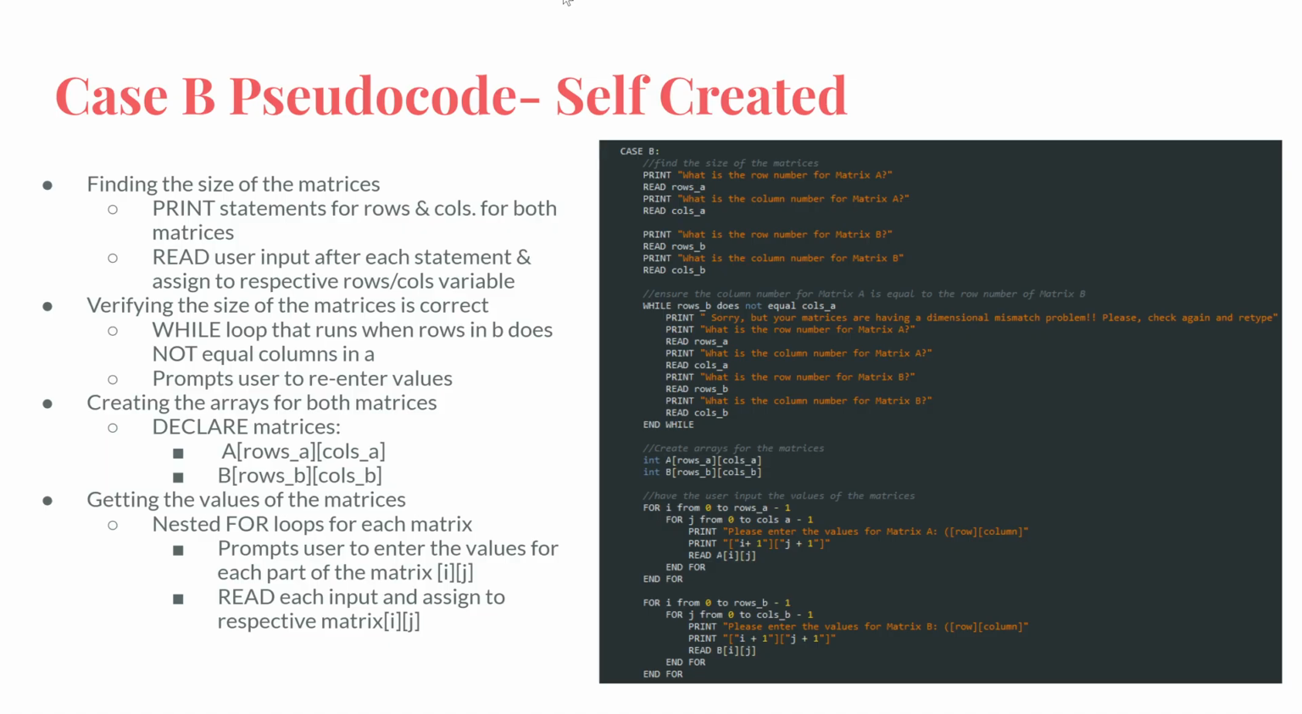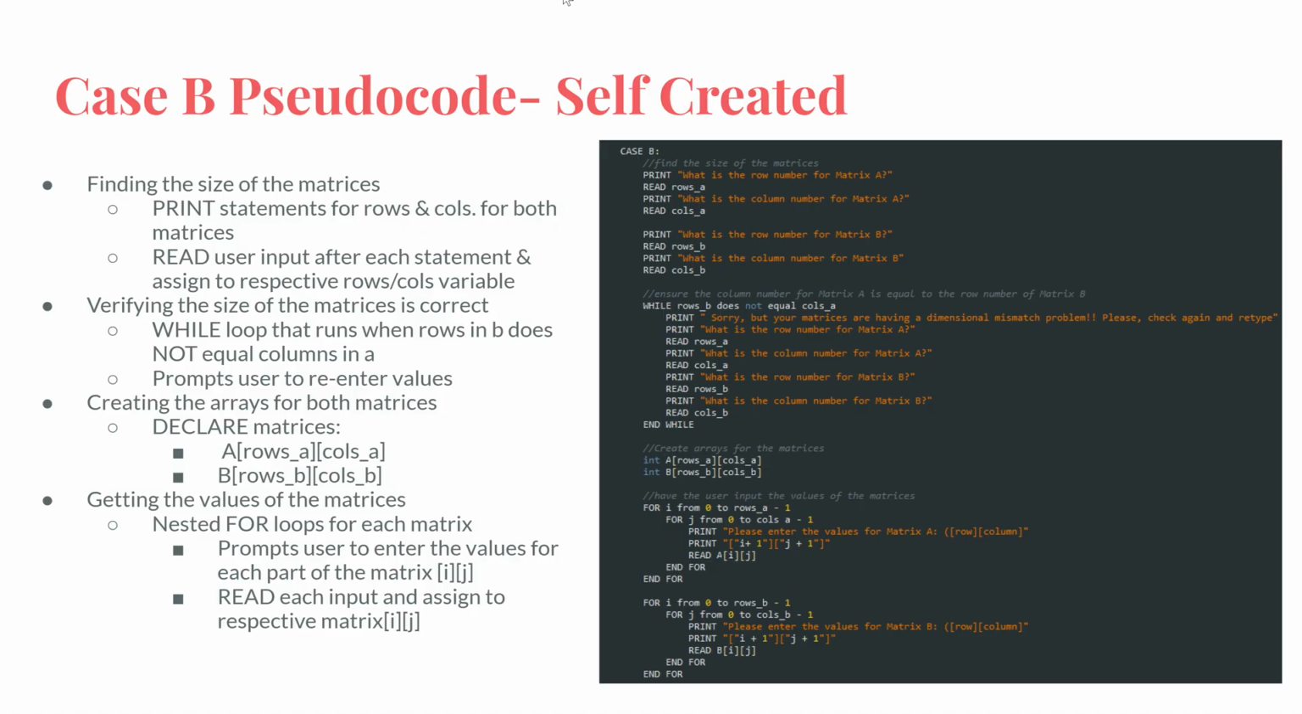I then used a while loop to run when rows B does not equal columns A. This is because for matrix multiplication, the rows in matrix B must equal the columns in matrix A, or else there's no way to properly multiply the matrices. When this while loop runs, it'll print a message stating that the matrix dimensions are unusable and that they have to retype in the values, and it'll reprompt the user to type in the row and column numbers for both matrix A and matrix B.